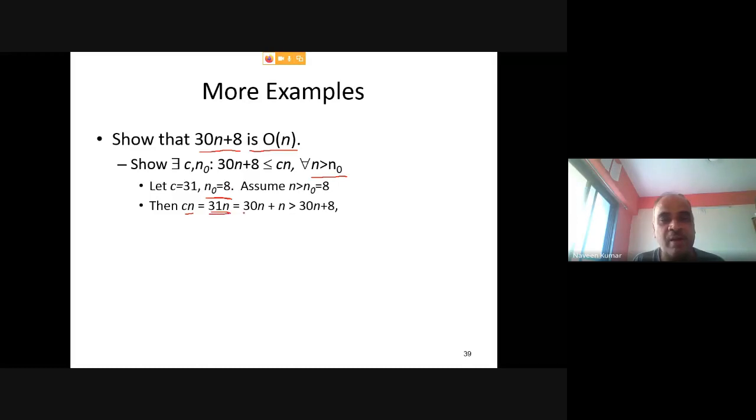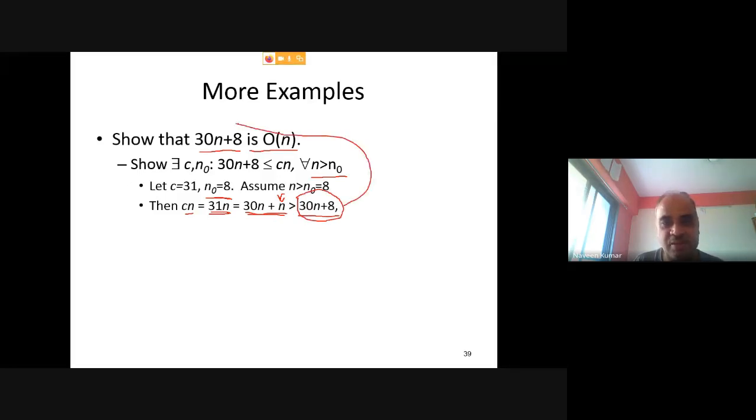So we can divide it into two parts: 30n plus n. That should be greater than the actual value of 8, because at least n is 8 and should always be greater than 8. If you put 8 here, this gives you the minimum value. So this function should always be greater than that minimum value. The least value of n is 8.